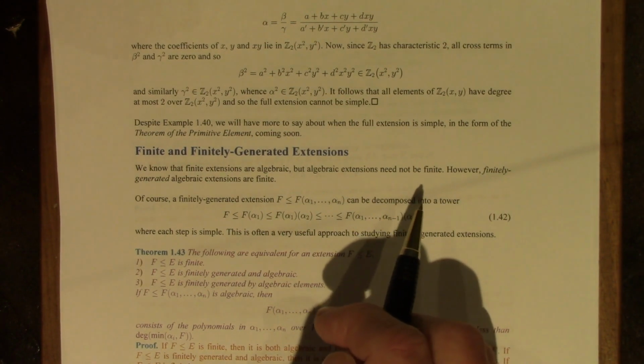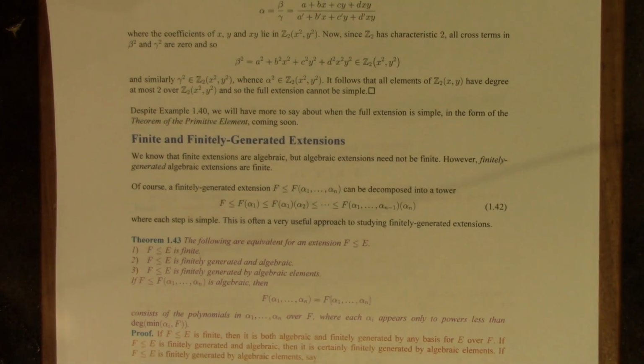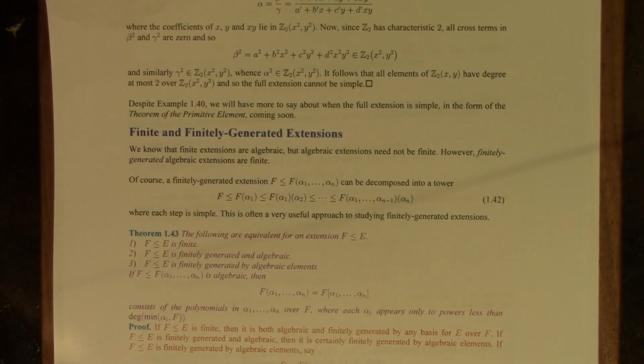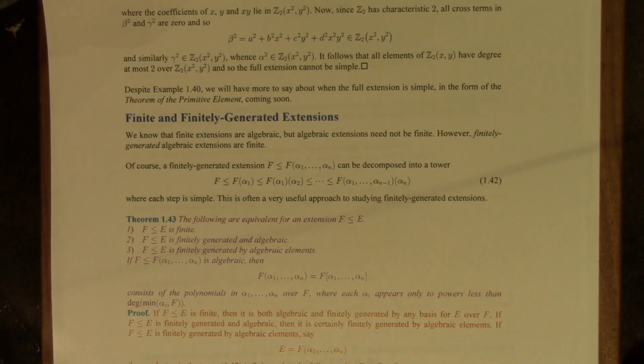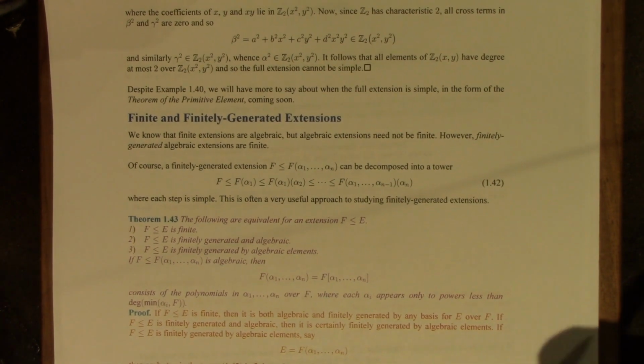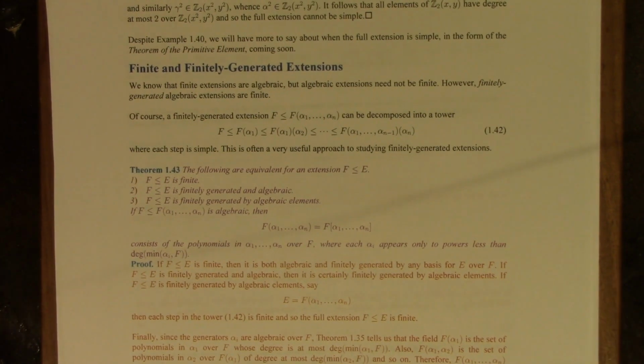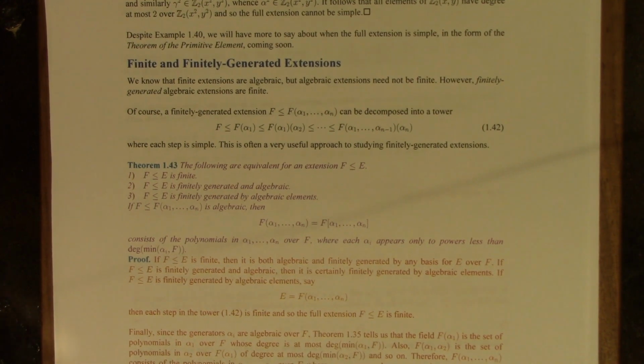Okay. Now we're going to return to this issue. Despite this example, we will have more to say about when the full extension of a simple tower is simple. There's a famous theorem called the theorem of the primitive element that we'll discuss a little later in the course. All right, so we've said a fair amount about simple algebraic extensions, or simple finite extensions, same thing.